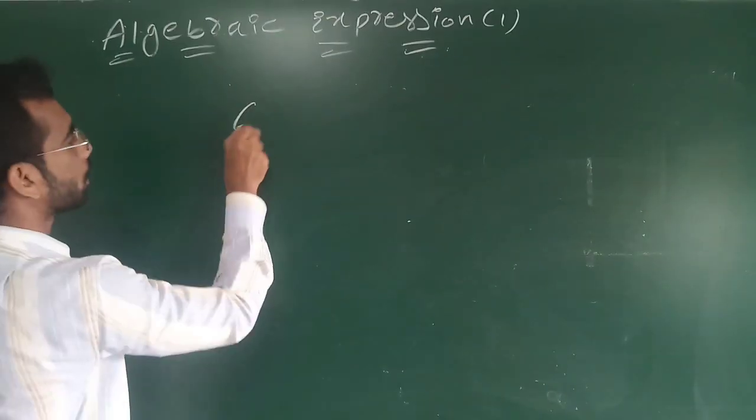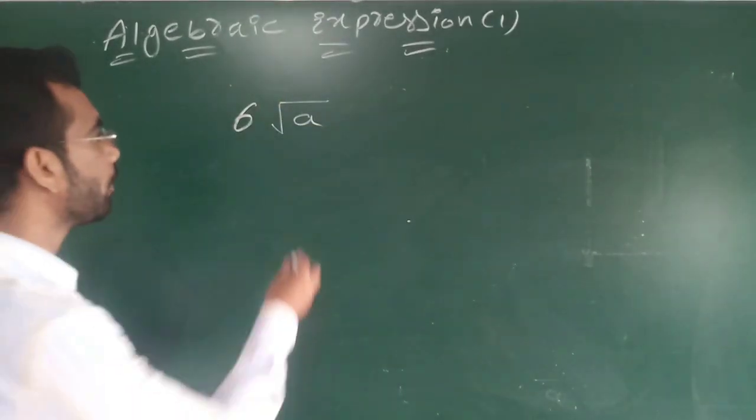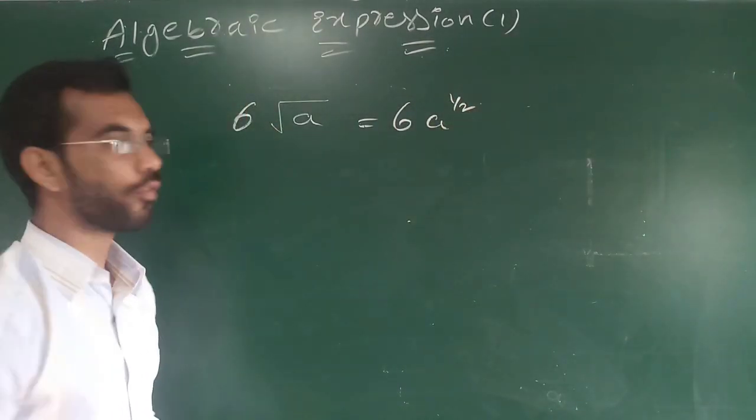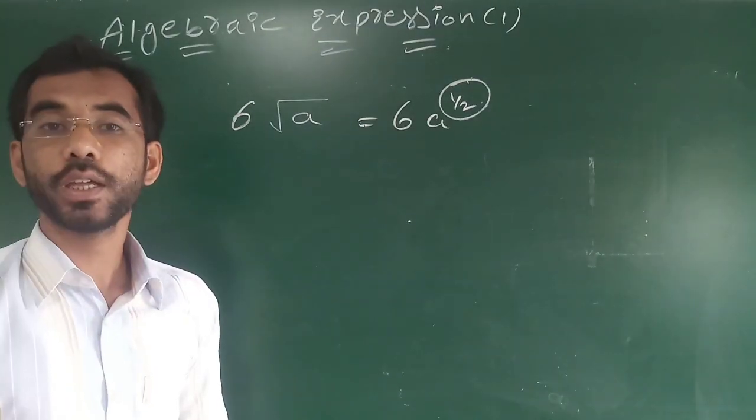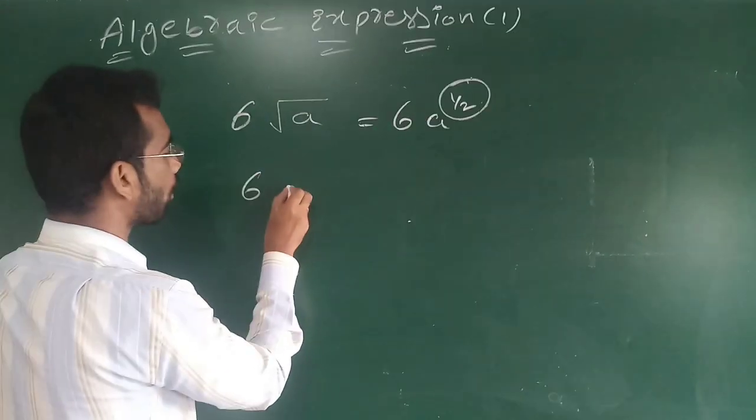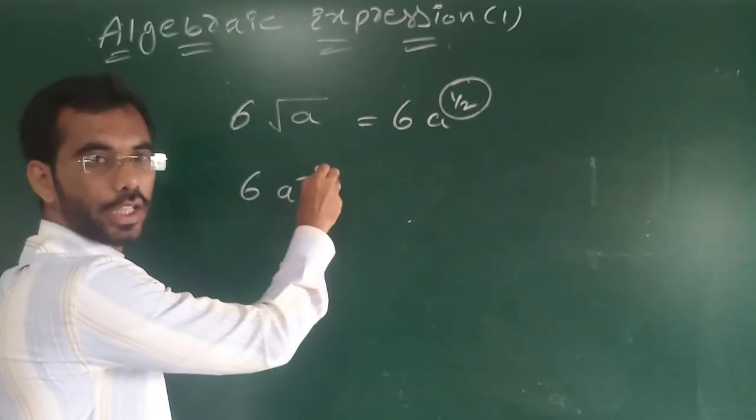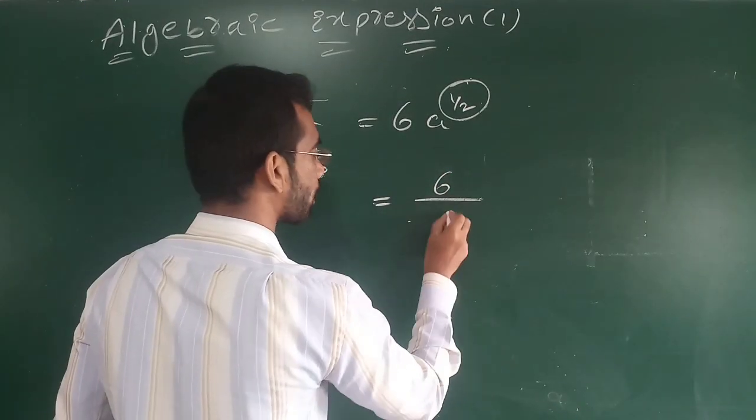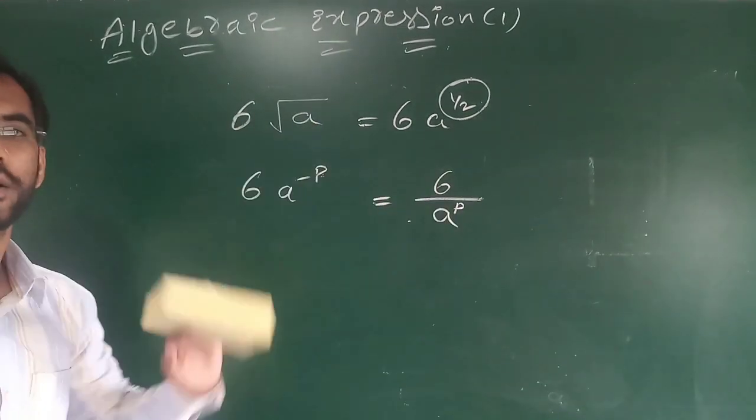Example: 6 root over a. If I want to take out the root, what will it become? It will become 6a power of 1 by 2. The power of the variable should not be in the form of p by q in a polynomial. Okay, next, for example, a power of minus p. Just taking an example. If I want to convert, a will go to the denominator with power p. So it is not a polynomial.